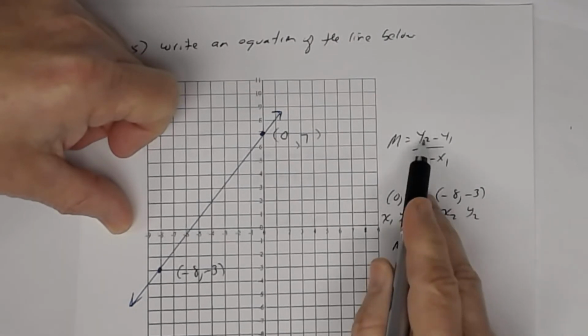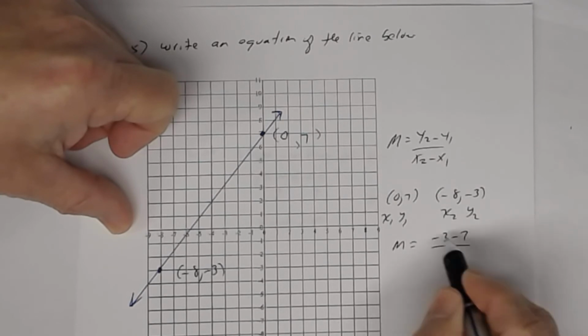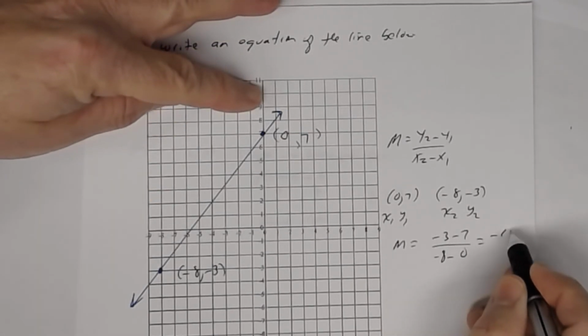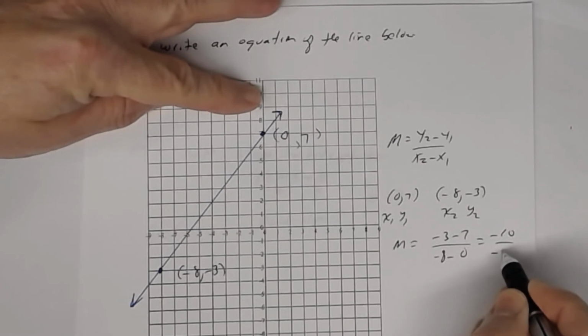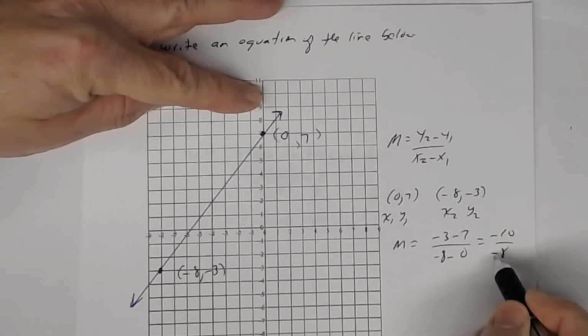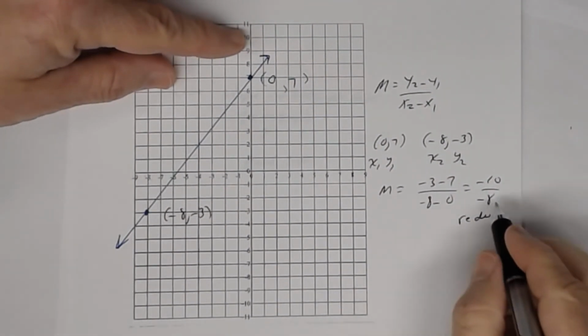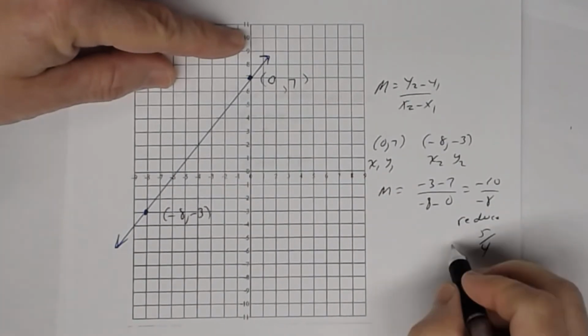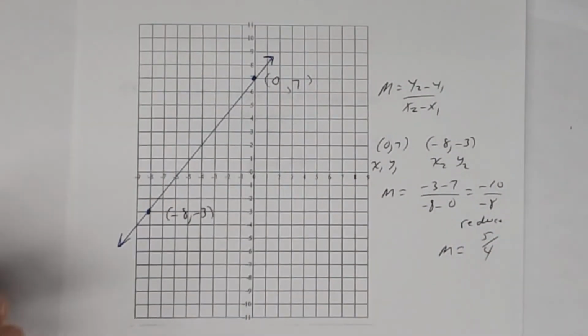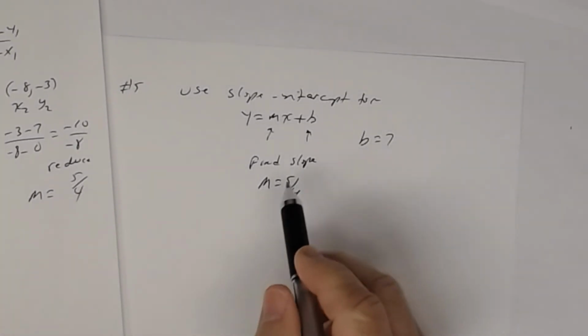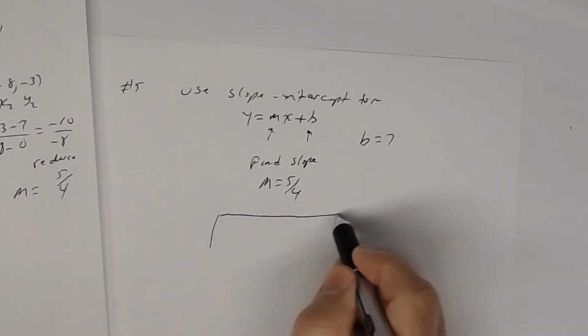So the slope will be y2, which is -3, subtract 7, y1, which is 7, divided by x2, which is -8, subtract x1, which is 0. Well, -3 minus 7 is -10. -8 subtract 0 is -8. We know that a negative divided by a negative is a positive, and we also know that 10/8 can be reduced. They're both divisible by 2. So this becomes 5/4. So my slope is 5/4. Now I know the slope. Once I know the y-intercept and once I know the slope, I have my answer right away.